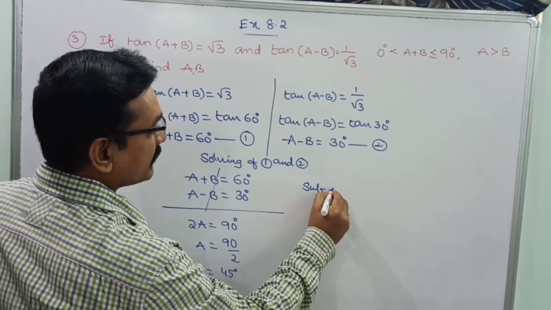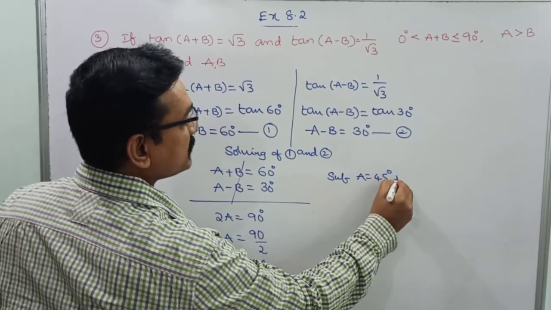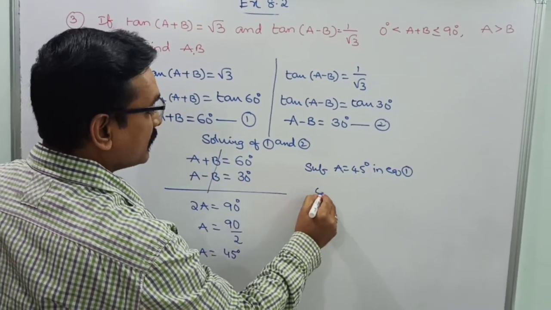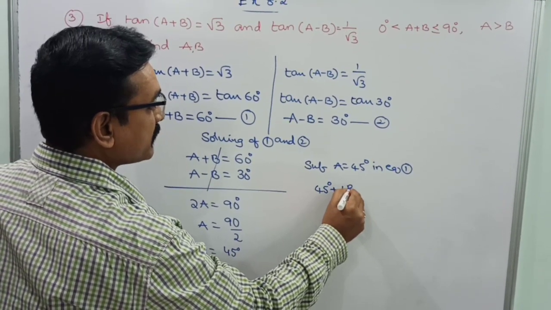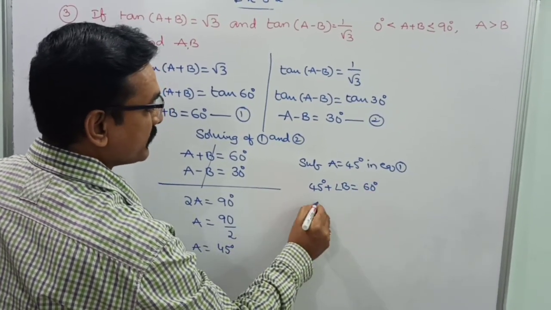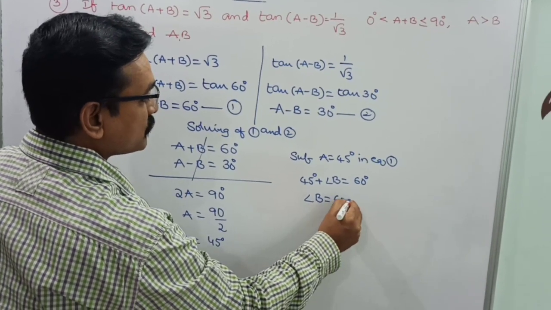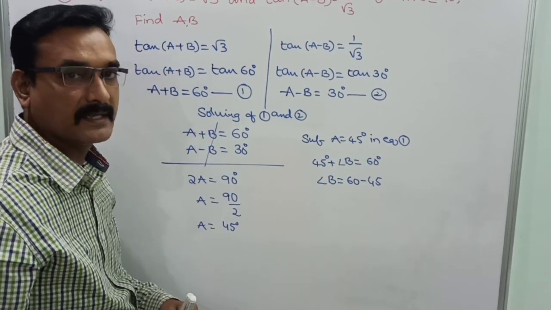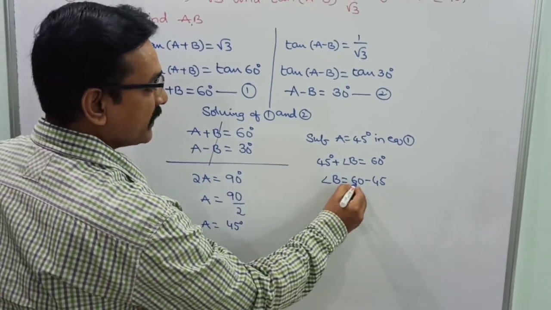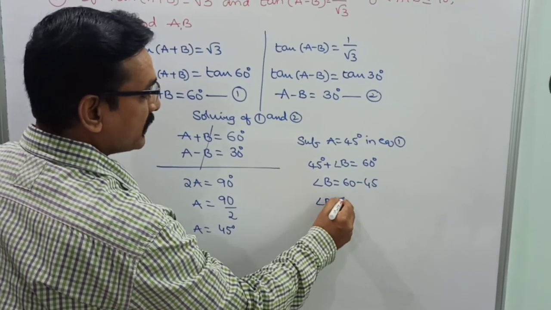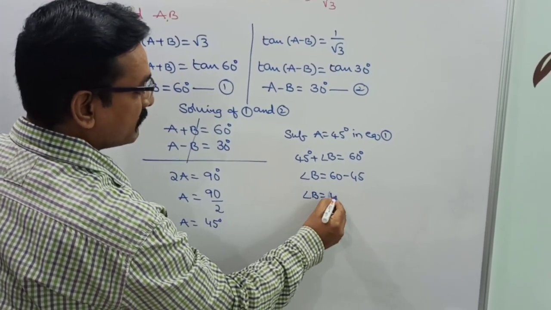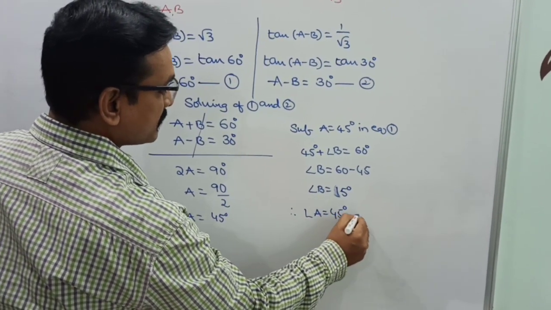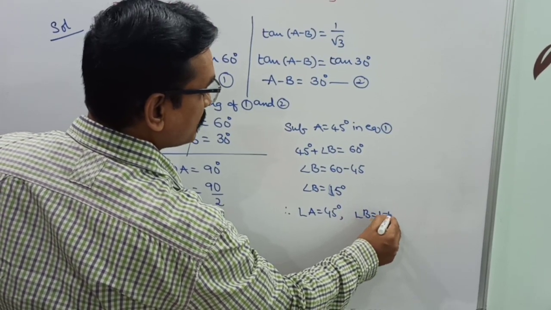Substituting A equals to 45 degrees in equation 1. 45 degrees plus angle B equals to 60. So angle B equals to 60 minus 45, you can transpose plus 45 to the right hand side, then it becomes minus. So angle B is 60 minus 45. Angle B equals to 15 degrees. Therefore, angle A is 45 degrees. Angle B equals to 15 degrees.